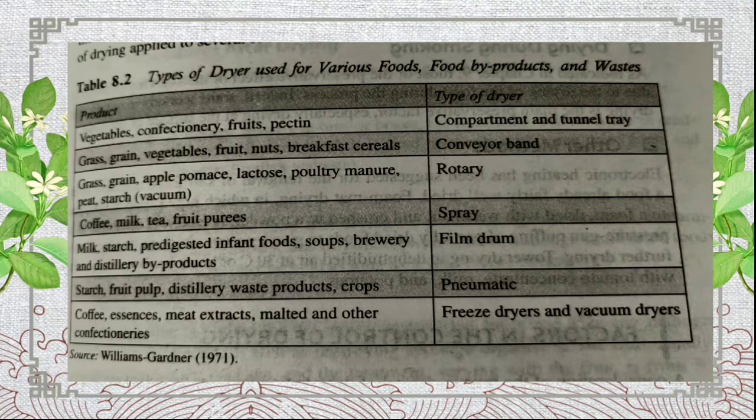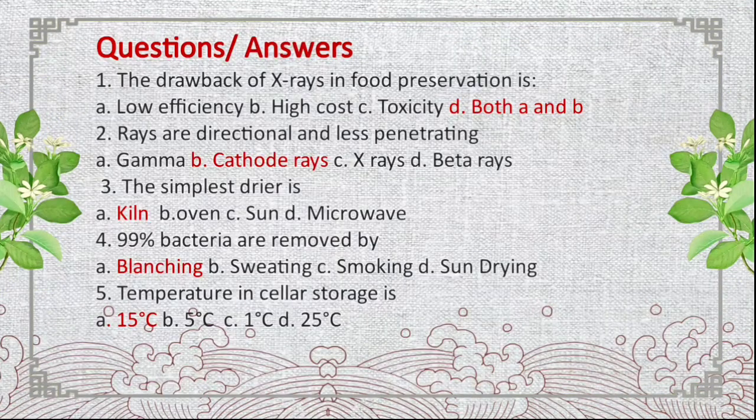Coffee, milk, tea, fruit purees: spray drying. Milk, starch, pre-digested infant foods, soups, brewery and distillery byproducts: film drum. Starch, fruit pulp, distillery waste products, crops: pneumatic. Coffee, essence, meat extracts, malted and other confectionery: freeze dryer and vacuum dryer. There are some questions and answers in this presentation.